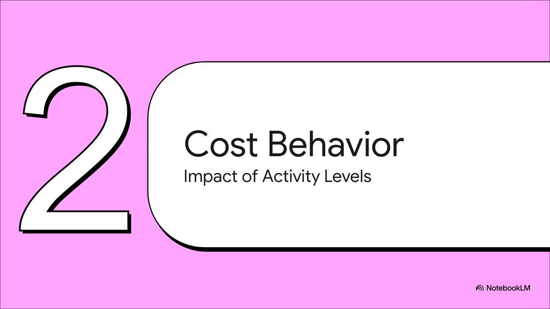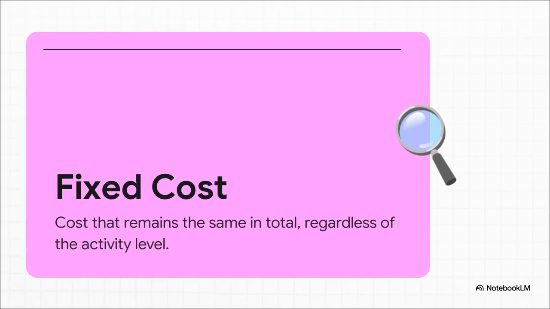Moving right along to Section 2, Cost Behavior, specifically the impact of activity levels. Our first behavioral category is the fixed cost, and this brilliantly illustrates how some expenses act. A fixed cost is exactly what it sounds like. It's an expense that remains the same in total, regardless of your activity level. Think of your factory rent. The landlord really doesn't care if you run the machines day and night to churn out 10,000 units, or if you just lock the doors and go on a month-long vacation. The rent is the rent, and you have to pay it.